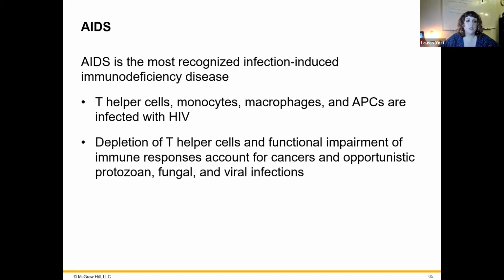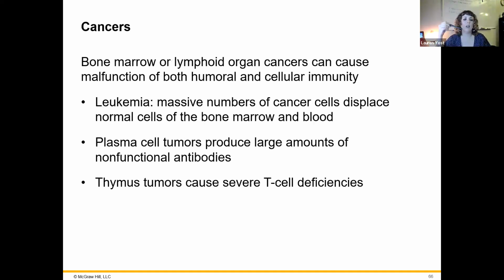The T helper cells, the monocytes and the macrophages and all of the antigen presenting cells altogether are going to be infected with HIV. B cells are included in that because they are also antigen presenting cells. Depletion of the T helper cells and functional impairment of the immune response will account for opportunistic infections and cancers. And we know wasting away is associated with this as well.